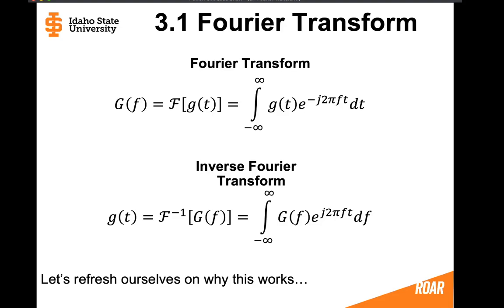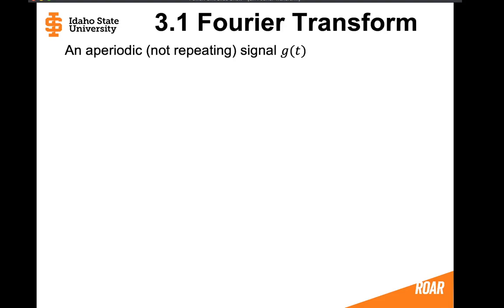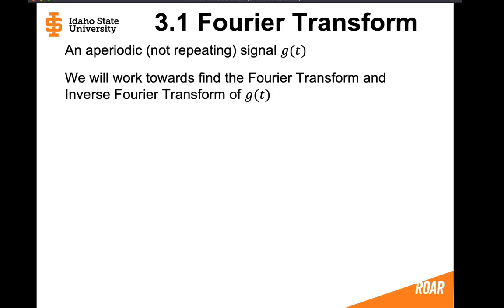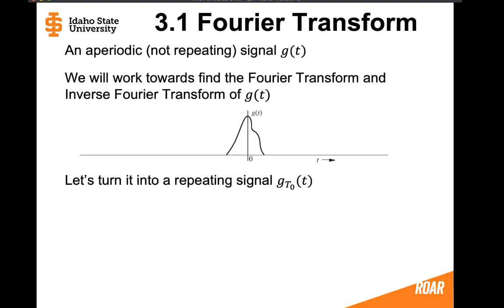So let's refresh ourselves on why this works and how they're related. First, let's think about an aperiodic signal, g(t). This aperiodic signal, g(t), is something that's not repeating, and we're going to work towards finding the Fourier transform and the inverse Fourier transform of g(t). So let's think about g(t) as a signal where there's just one pulse and it's not repeating.